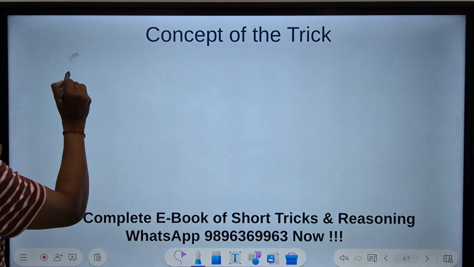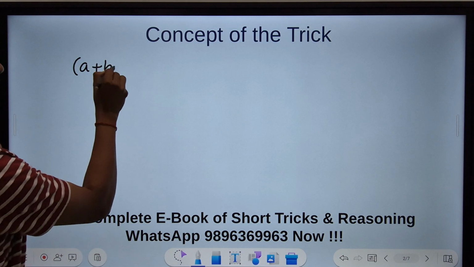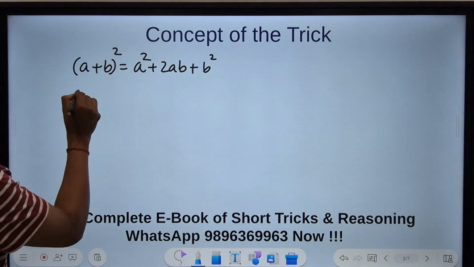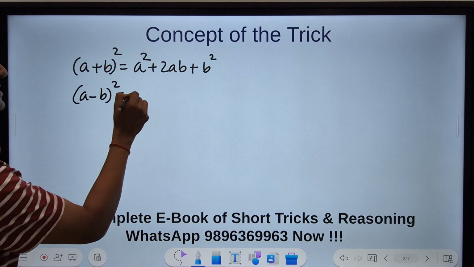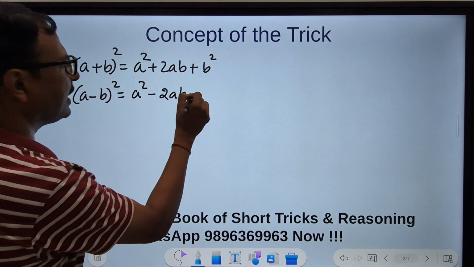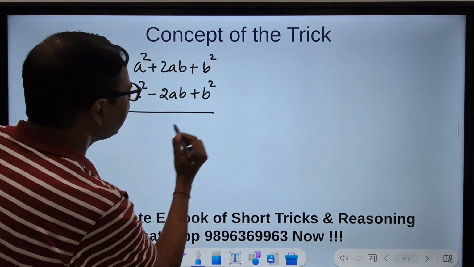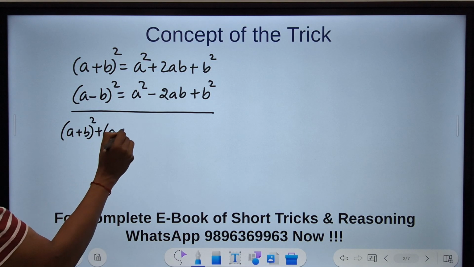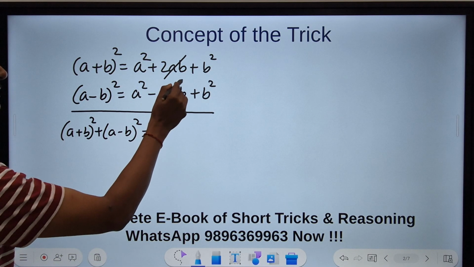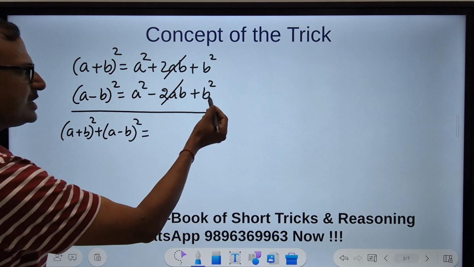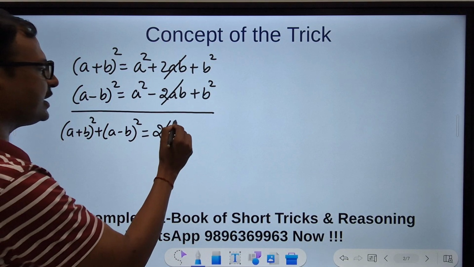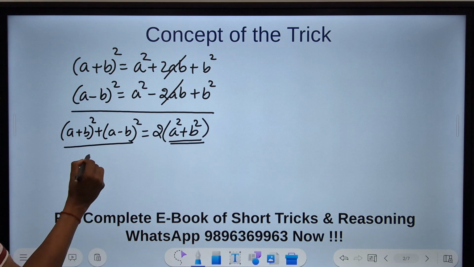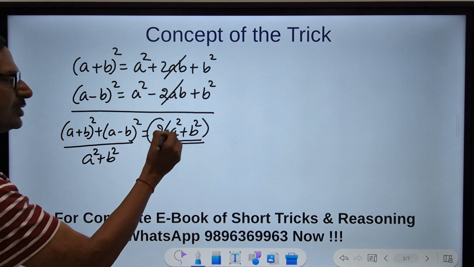So we all know that (a plus b) whole square is a square plus 2ab plus b square. And likewise, (a minus b) whole square is a square minus 2ab plus b square. Now what will happen if I add them? If I add these two, (a plus b) whole square plus (a minus b) whole square, the 2ab will get cancelled, and a square plus b square comes 2 times, so twice of (a square plus b square). Now if I divide by this, the factor comes in the denominator and your answer becomes 2.